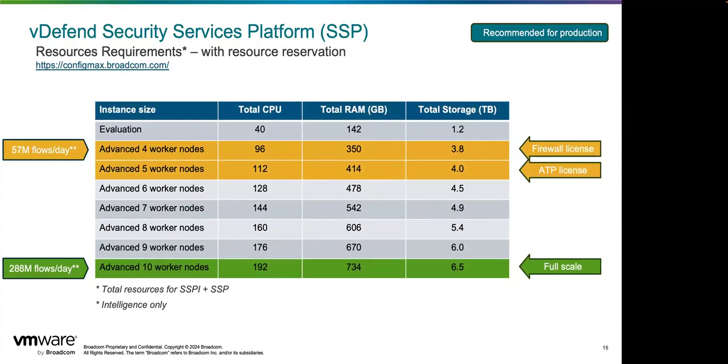You can go to configmax.broadcom.com to get the config max, and here you have your firewall license. You're going to need an ATP license. You can see where we're pointing out, hey, this is your advanced 4 worker nodes, and this is what you need for ATP. And this is that base stand up, 57 flows per day, and to get maxed out to 288 million flows per day, full scale. And what the total CPU and RAM is for this to go out for the sizing.